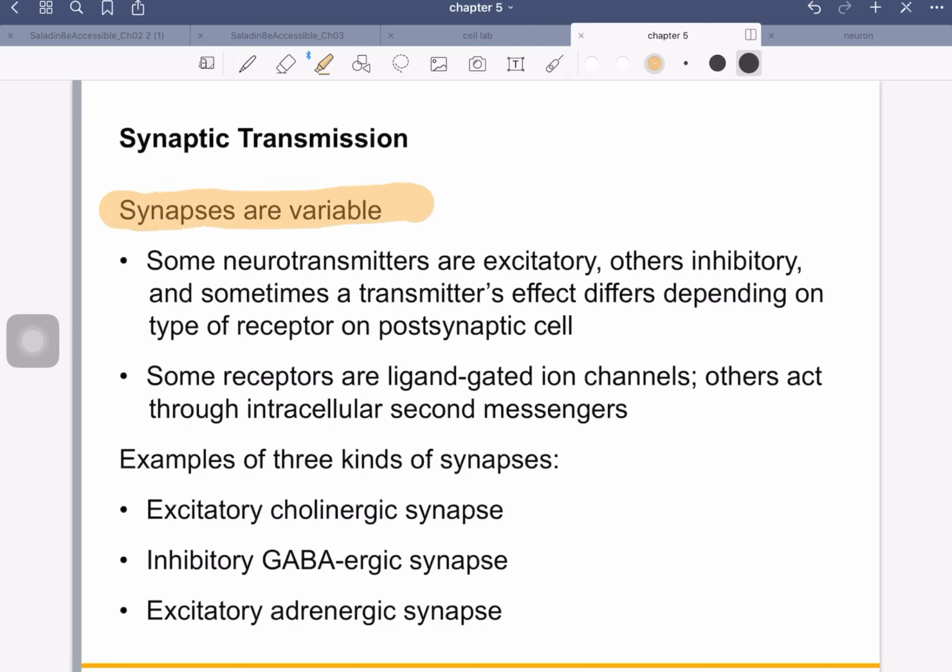Synapses are variable. Often we'll consider them as excitatory or possibly inhibitory. Sometimes the signal sent from a presynaptic neuron to a postsynaptic neuron is an attempt to get the postsynaptic neuron to depolarize and form an action potential. In other cases, a presynaptic neuron may be trying to inhibit a postsynaptic neuron from actually firing. So some neurons are excitatory, some are inhibitory. And sometimes the transmitter's effect differs depending on the type of receptor.